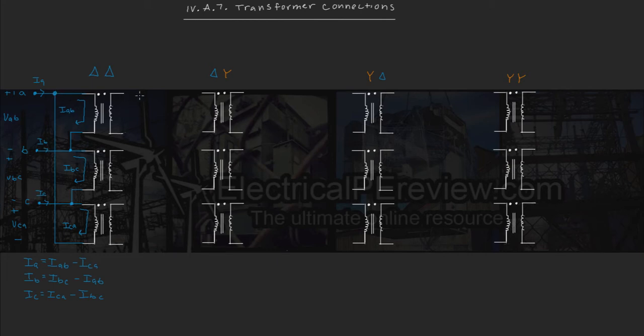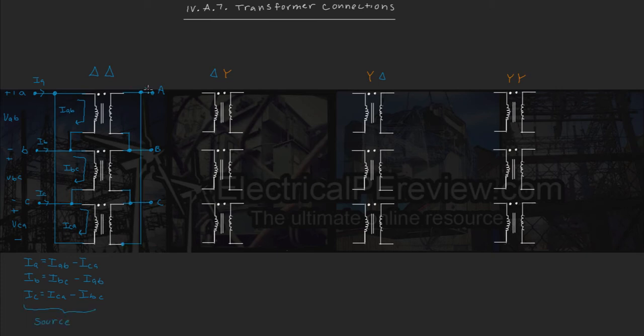Same thing with our load side. We're going to tie in our first and second transformer here. We're going to tie in our second transformer with our third transformer here. Here's our A load line. Here's our B load line. And here's our C load line. And last, we know we've got to tie in our A to our C to finish the delta. So right up here, we're going to tie in our A to our C.